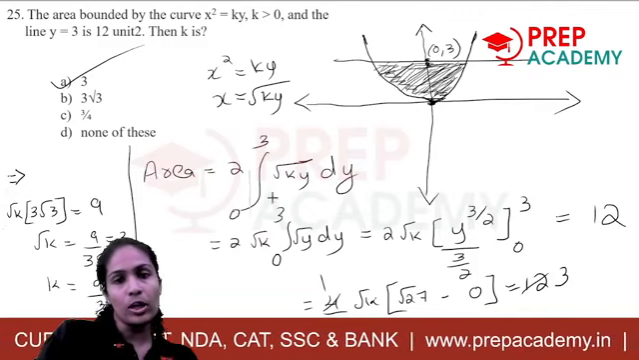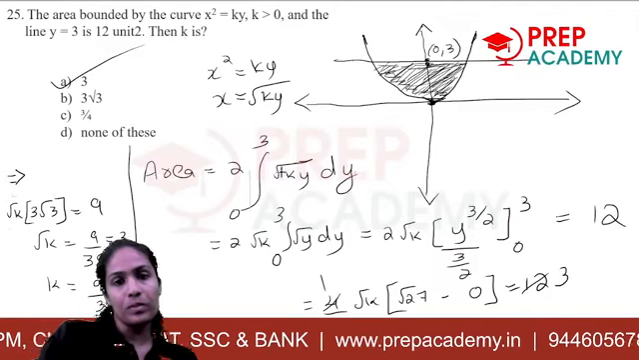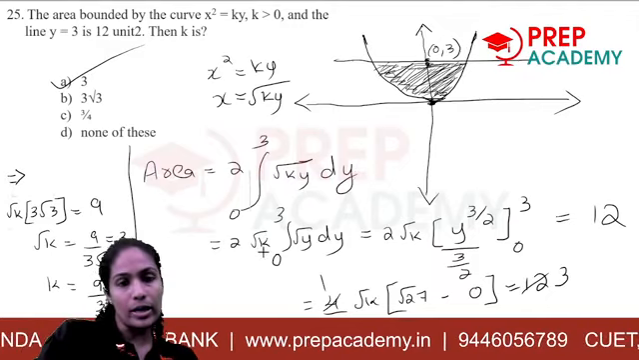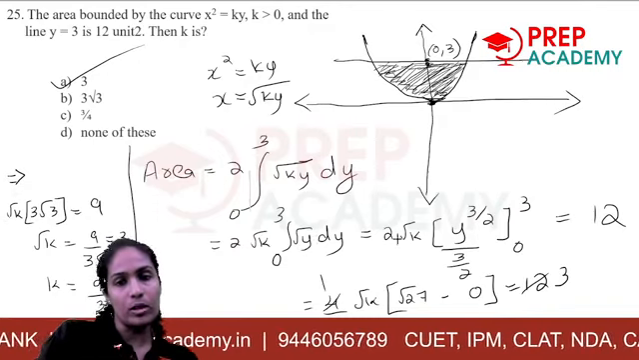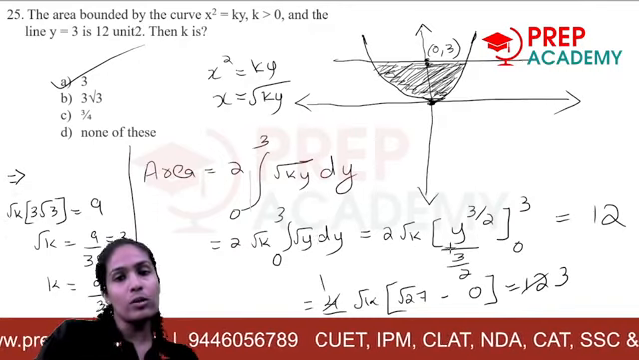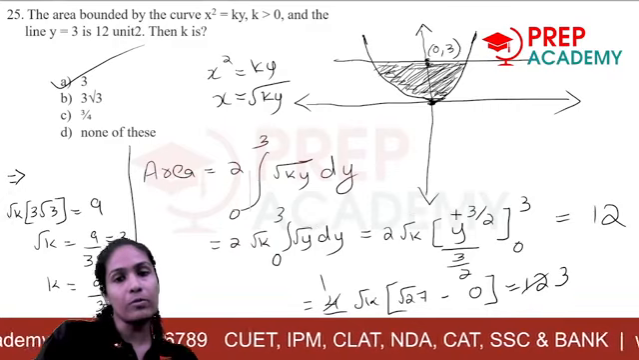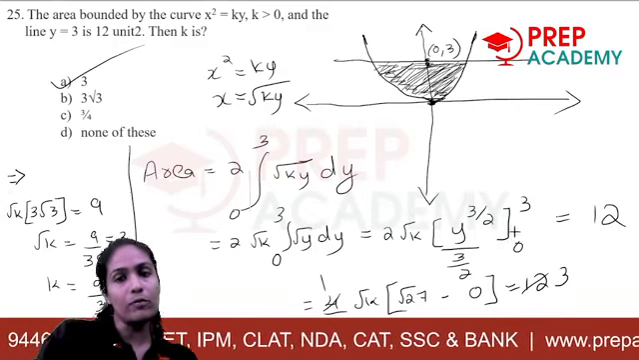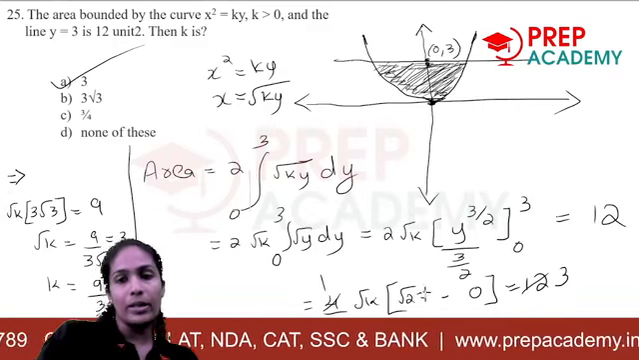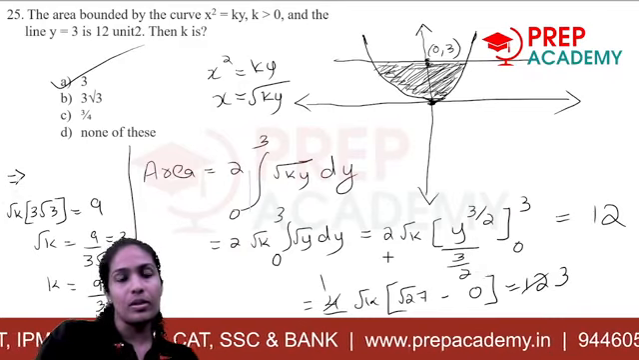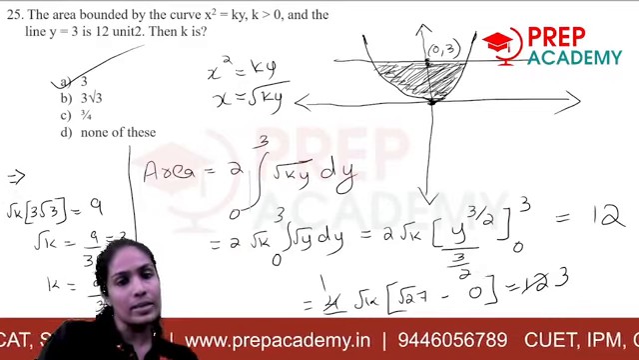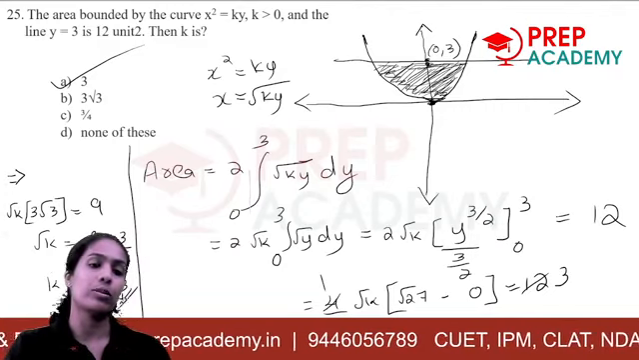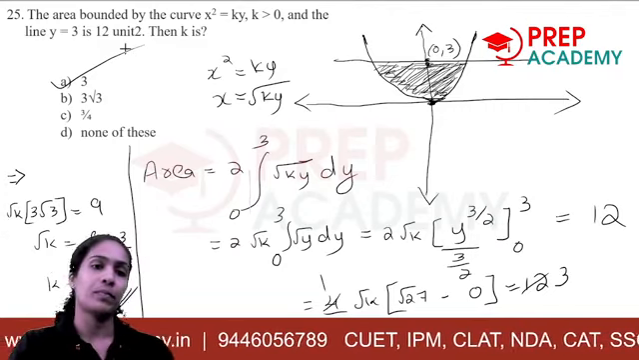Limit is from 0 to 3 root of ky dy. Root k is the constant, so you can take it outside. 2 into root k into integral 0 to 3 root y dy, which is equal to 2 into root k into integral of y raised to 1 by 2, which is y raised to 3 by 2 by 3 by 2, within the limit 0 to 3. Apply the upper limit, then the lower limit. On solving this, you get root k as 3 by root 3. On squaring, k is equal to 9 by 3, which is equal to 3. Option A.